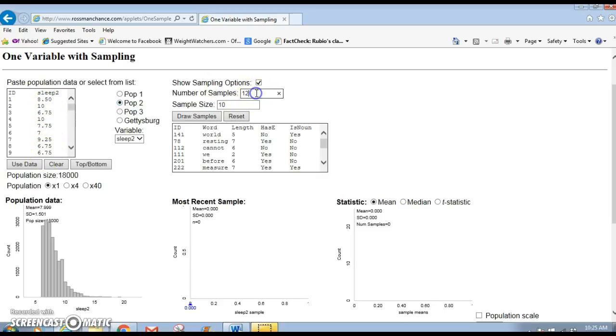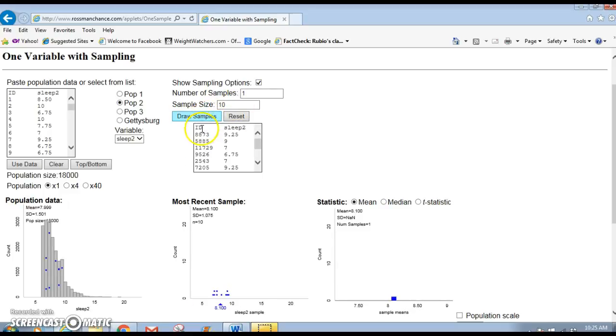So I'm going to again just draw one sample of size 10. Okay. Here are the people that were selected from the population size, I believe that says 18,000. Here are the 10 people that were picked. The mean is 8.1, and just like before, the sample mean is plotted in the histogram to the right. To speed things up, I'll take 20 samples, and you can see that the 20 means are plotted on the histogram to the right.